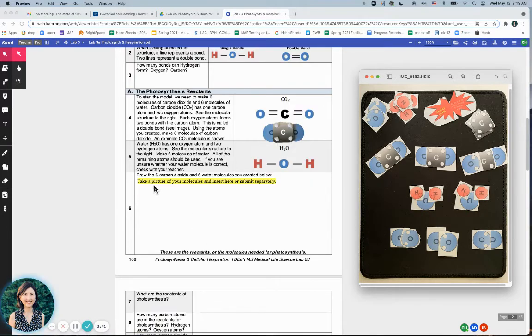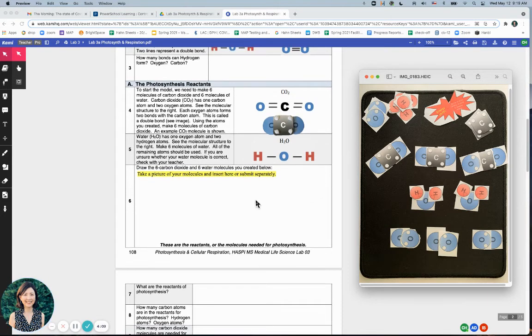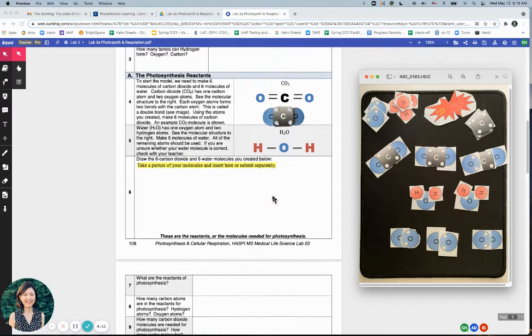So you're going to do 6 carbon dioxide and 6 water molecules. So here's a carbon dioxide and here's a water. You're going to take your atoms and put them together to make 6 carbon dioxide and 6 water. And then you're going to go ahead and submit that picture here. You can paste it in here, or you can submit it separately if you can't paste your picture.